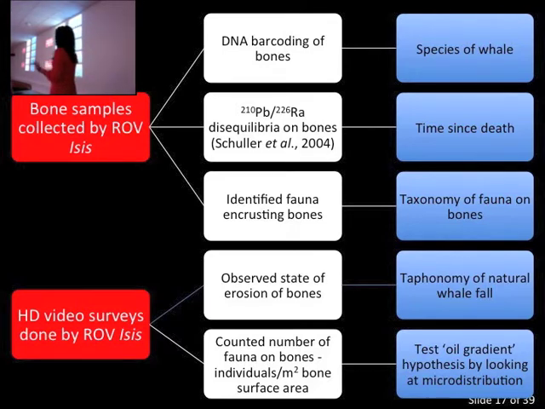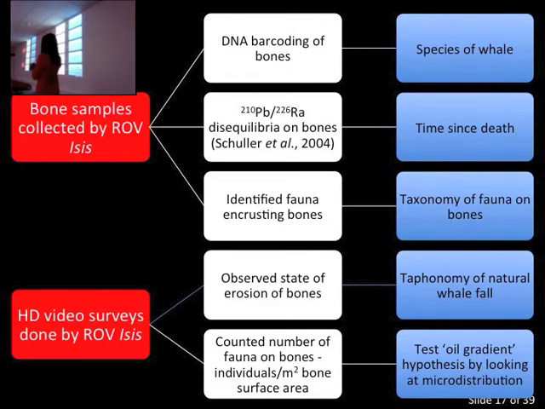And using the HD video surveys, I wanted to look at the state of the bones, how eroded they were, and that would give me and other scientists an insight into the taphonomy of a natural whale fall. Taphonomy means the fossilization, the process by which things are fossilized. As you can tell, we don't usually find natural whale falls, so this was quite a big deal and would give us an insight into the decomposition of these animals.